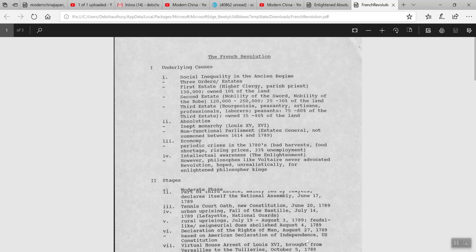The first estate or the first order consisted of the clergy, approximately about 130,000 people who owned approximately 10% of the land. And they were exempt from taxation, although the church agreed to pay a voluntary contribution every 5 years to the state. They were clearly not required to, and oftentimes did not make that contribution.